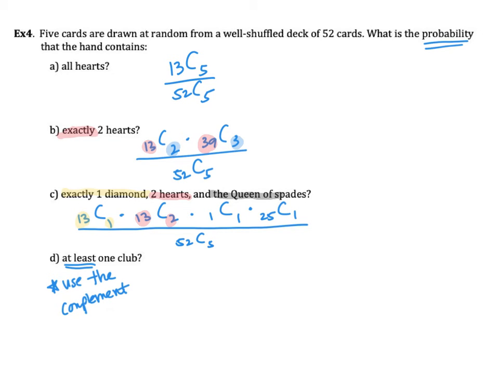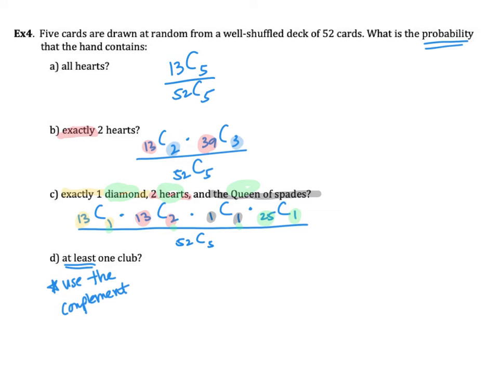Exactly one queen of spades. There's only one queen of spades in the deck. We want that queen of spades. But notice my subscripts, we only have 1, 2, 3, 4 cards that we've chosen. We need a fifth card. That fifth card cannot be a queen of spades, it cannot be a heart, and it cannot be a diamond. So how many cards are left? Well, we have to remove the 13 diamonds, the 13 hearts, and the one queen of spades.